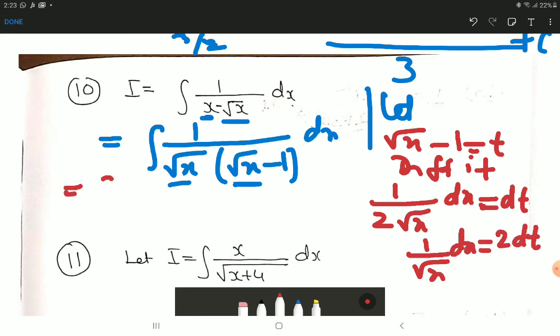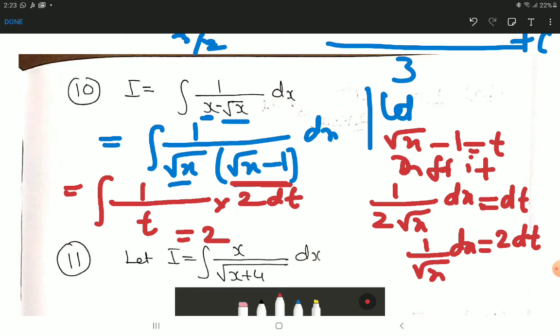So now it becomes 1 upon root x minus 1 is t, and dx upon root x is 2 dt. 2 is constant, take it out, and the integration of 1 by t will be log t plus c. And then t can be replaced by its value, which is root x minus 1, that you can do yourself very easily. So it will become 2 times log of root x minus 1 plus c, answer.